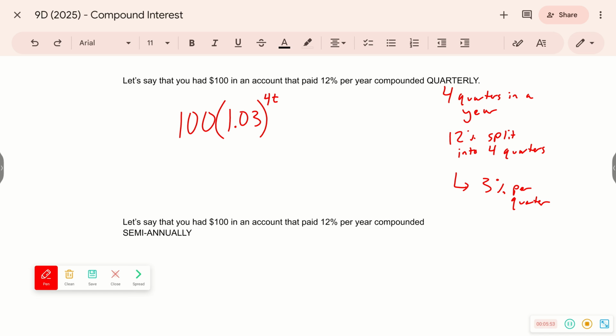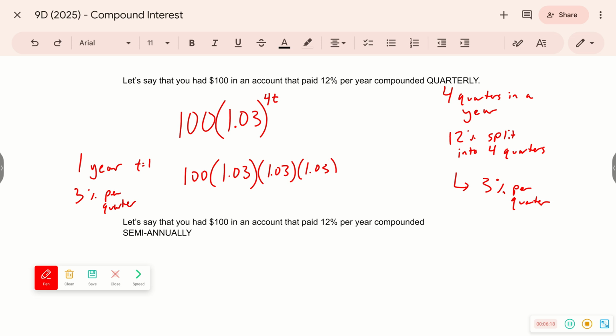So if we go for 1 year, and we get 3% per quarter, now we have 100 times 1.03 to the 4th power, because t is equal to 1. And we multiply by 1.03, 1.03, 1.03. Just as a quick little example right there.